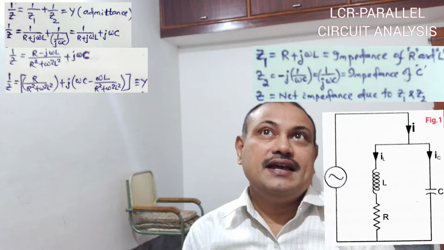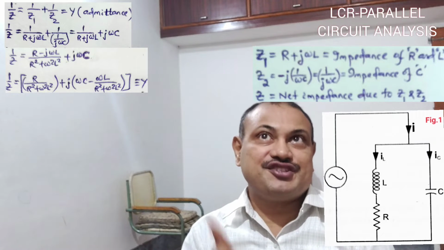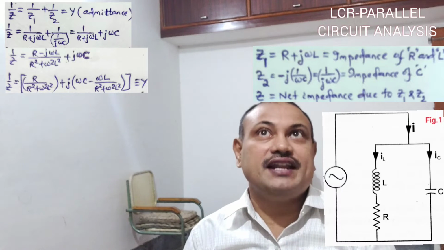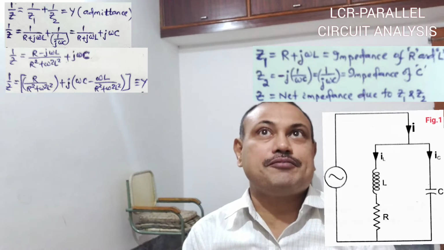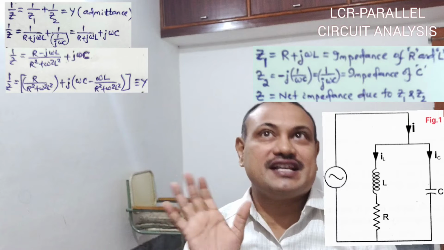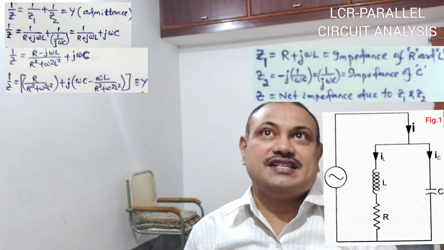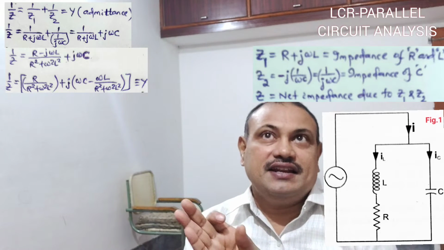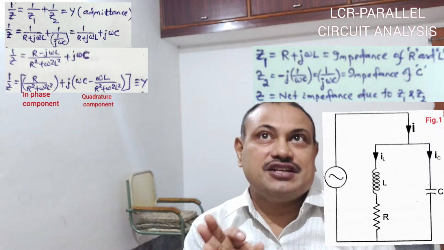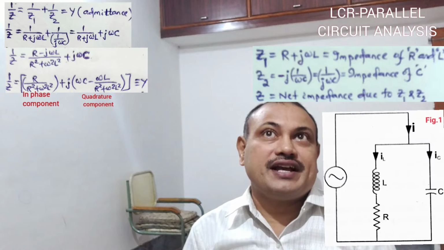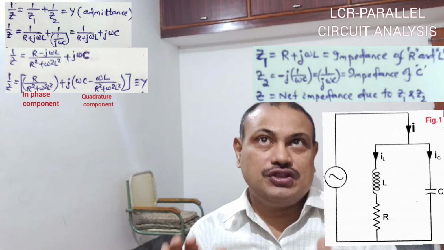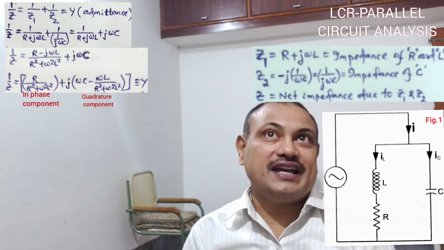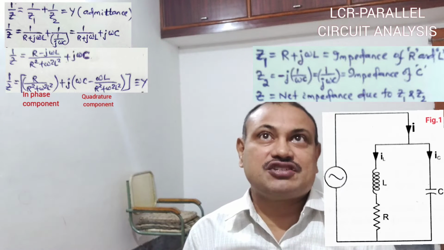We can multiply the numerator and denominator of the first term by R minus j omega L, to write the admittance equal to R minus j omega L upon R squared plus omega squared L squared, plus j omega C. The admittance can be written in a phase manner and a quadrature manner as R upon R squared plus omega squared L squared, which is the phase term, plus j times within bracket omega C minus omega L by R squared plus omega squared L squared, which is the quadrature term.